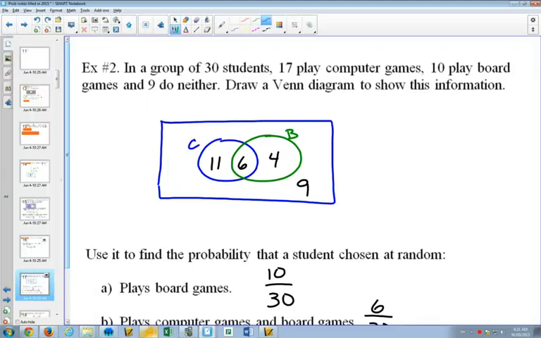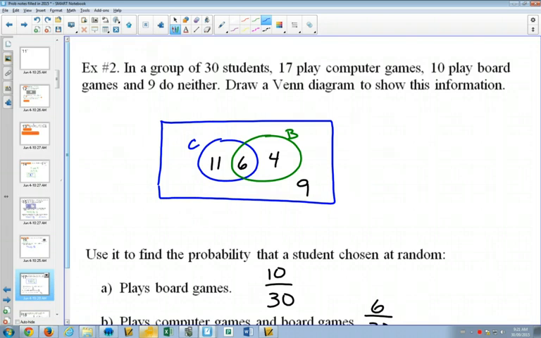Okay, let's check how you did. Now, if you look at the numbers that I have up here, my computer circle is 11 and 6, that makes 17. My board game circle is 6 plus 4, that makes 10. And if you add up all the numbers, they add up to 30. It works, but how do we come up with those numbers?